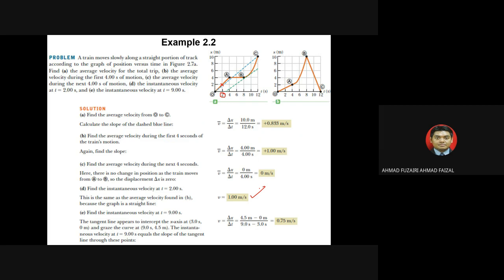And then the instantaneous velocity at time t equals 9 seconds. Look at where the 9 seconds is. It should be on the curve, so you need to use some tangent. Tangent means you need to touch at least one point on the curve, and then you make a simple triangle in order to calculate the gradient. So 4.5 minus 0, divided by 9 minus 3. You will get 0.75 meter per second.